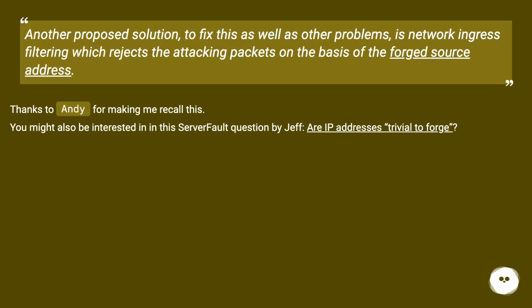Another proposed solution, to fix this as well as other problems, is network ingress filtering, which rejects the attacking packets on the basis of the forged source address. Thanks to Andy for making me recall this. You might also be interested in this Server Fault question by Jeff: are IP addresses trivial to forge?